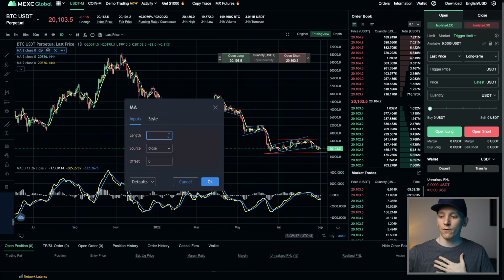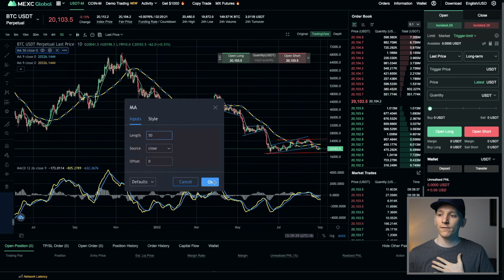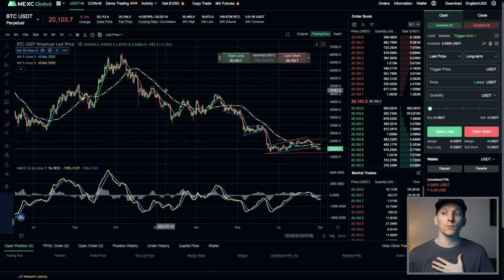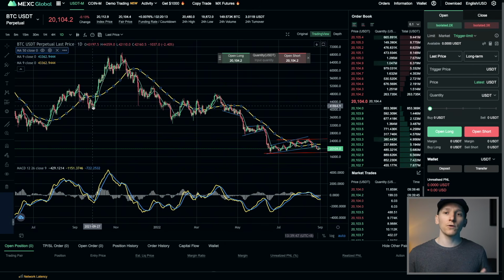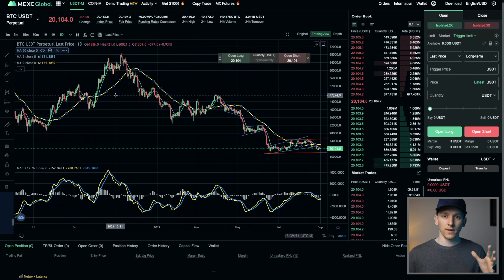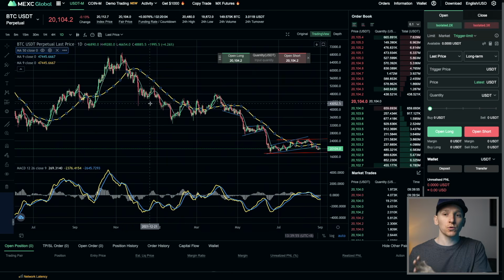What I want to do is go for a 50 and press OK, and you can see the line is now smoothed out a lot more. Because I'm on the day chart, this is giving me 50 days. So this is a 50 period or 50-day moving average. If we move down to the 4-hour or the 1 hour, that's going to be a 50-hour moving average, for example. That gives me a short-term trend.